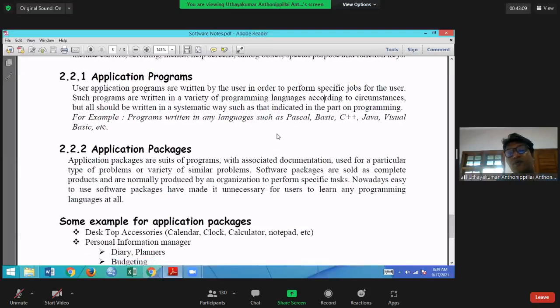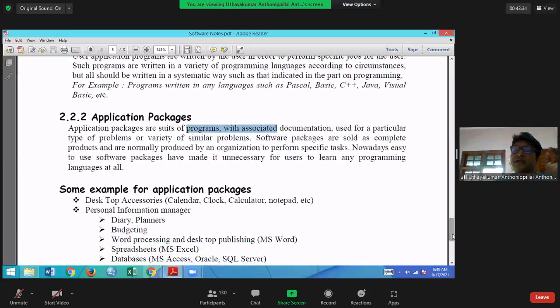So all the programming languages, Basic, Pascal, C++, Java, Visual Basic, PHP, everything goes to programming languages, and here packages, everything is a package. So Word, Excel, Access, or otherwise a particular application we are using for our business or for our day-to-day activity. That is a special application for me. That one is also an application package, right?